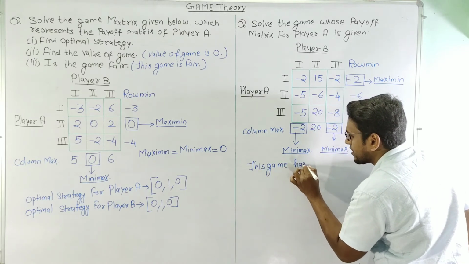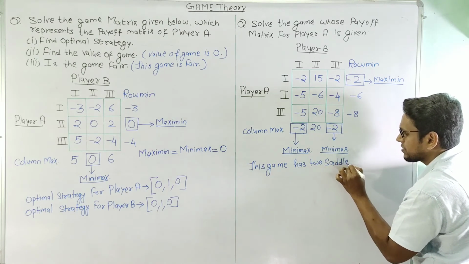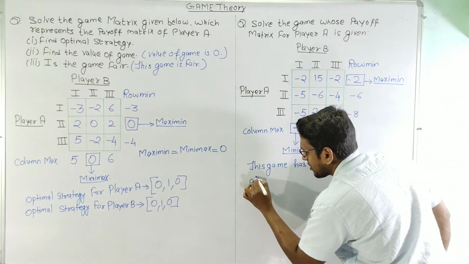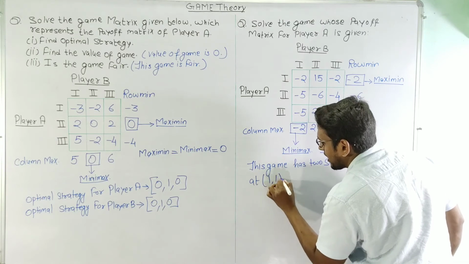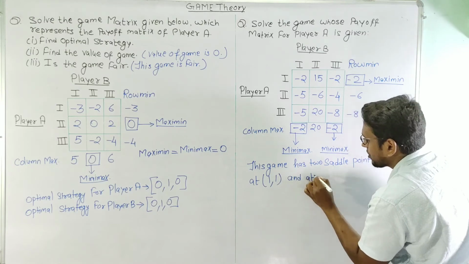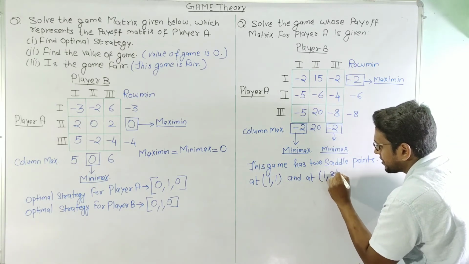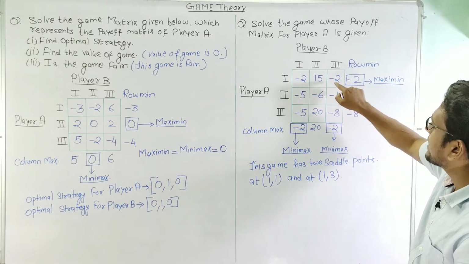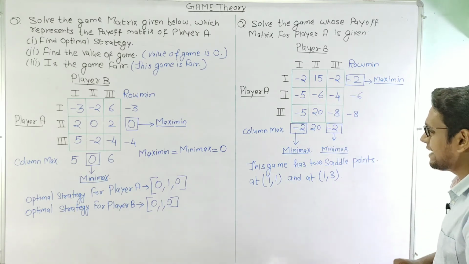So what this suggests is that this game has two saddle points, at location 1 1 and at location 1 3. So there are two saddle points at 1 1 and at 1 3. Now how can we show the optimal strategies for player A and B?